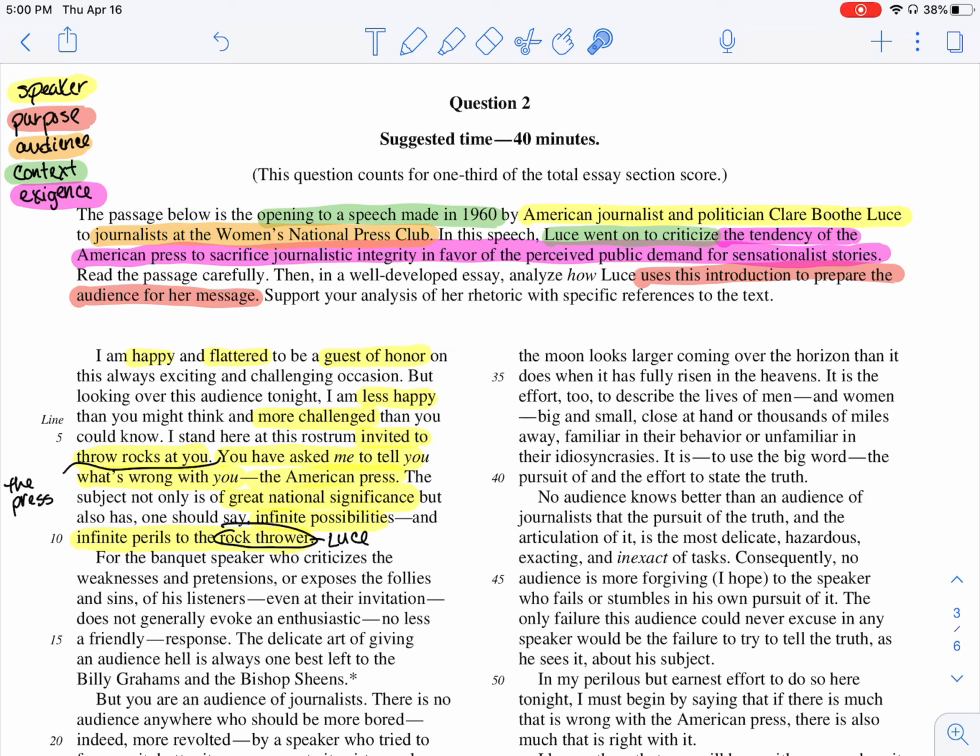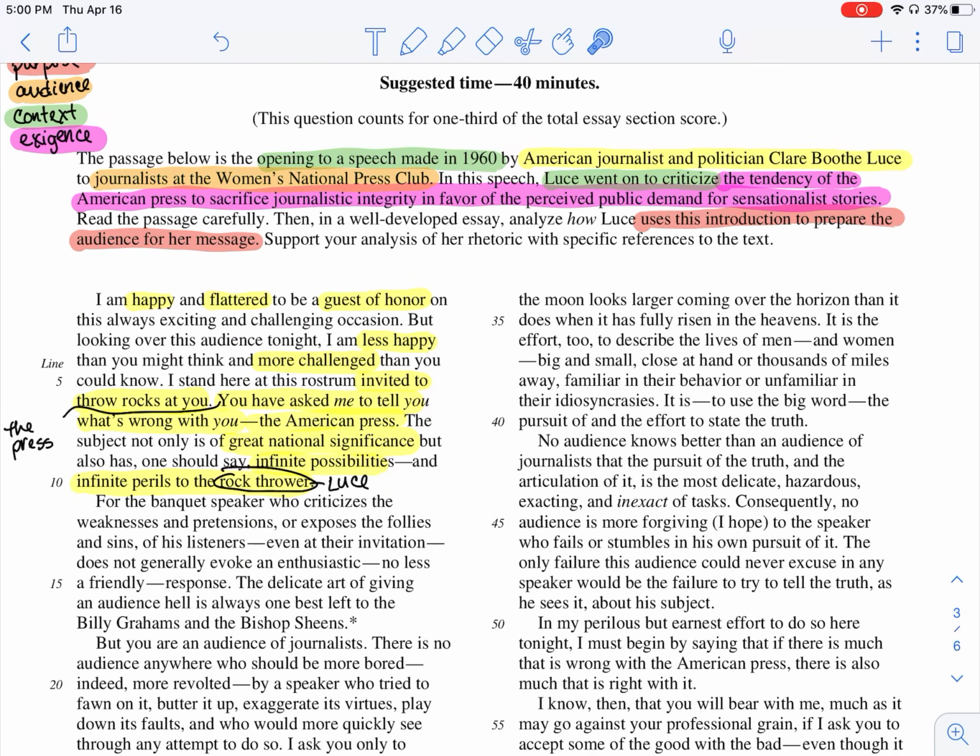We know that this is an opening to a speech made in 1960. We know that eventually in this speech she goes on to criticize her audience. But right now, the whole purpose of the speech is she's motivated by the tendency of the American press to sacrifice journalistic integrity in favor of the perceived public demand for sensationalist stories. And overall, her purpose in just this opening is to use this introduction to prepare the audience for her particular message. All right, so that's our rhetorical situation.